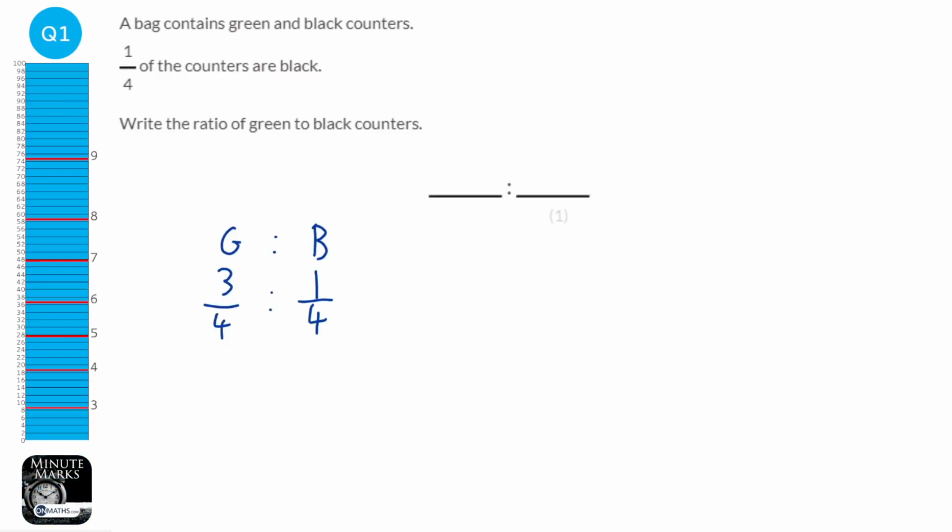And what we can do here is, on both sides of the ratio, just times it by 4. So I'm just going to times 4 both sides. So 3 divided by 4 times 4, because over 4 just means divided by 4. So 3 divided by 4 times by 4 just gets rid of the fraction. And 1 divided by 4 times 4 is just going to be 1. Now, this might surprise some people because they will probably think it's a ratio of 4 to 1, but we can show here that it's a ratio of 3 to 1.